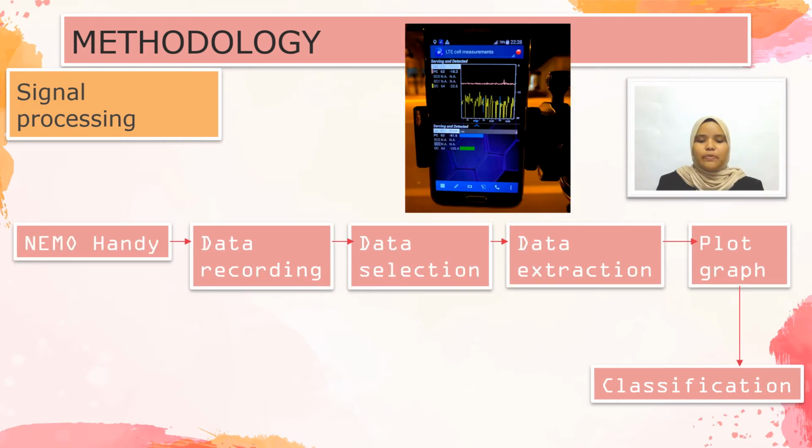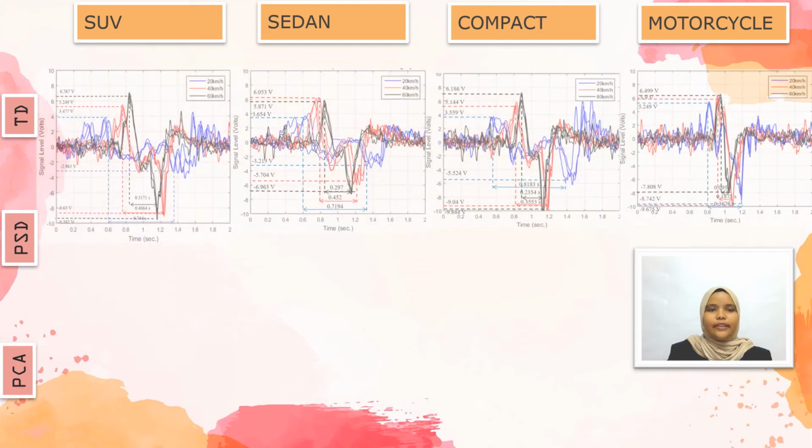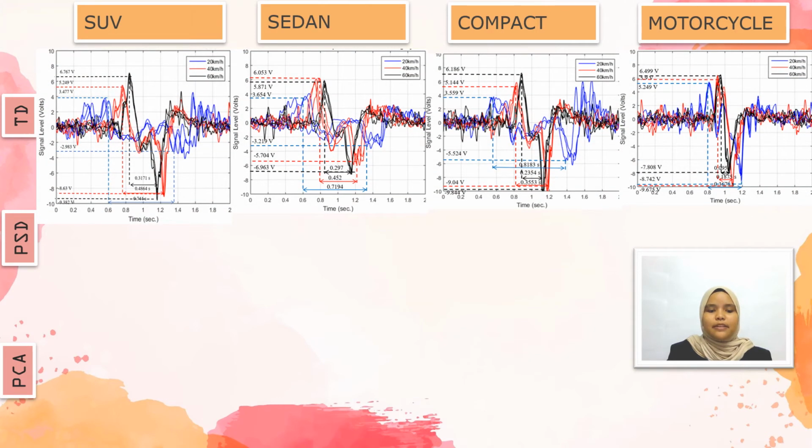The same goes for NEMO Handy. The data will be recorded and selected to do some extraction in order to come out with a graph of the classification. For the result in the time domain graph, we can observe that as speed goes higher, the time taken is lesser, causing the Doppler signature to shrink, and therefore the higher speed has greater amplitude.